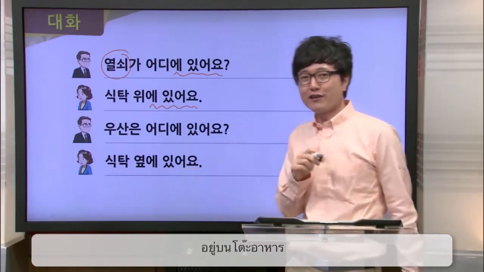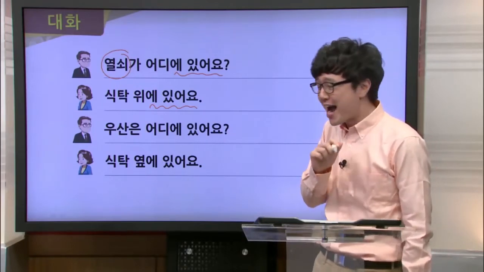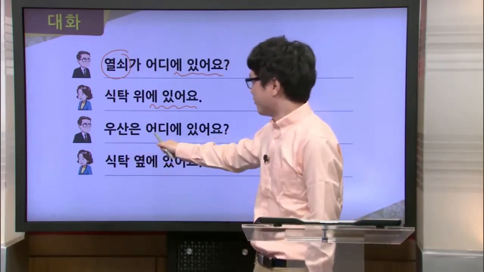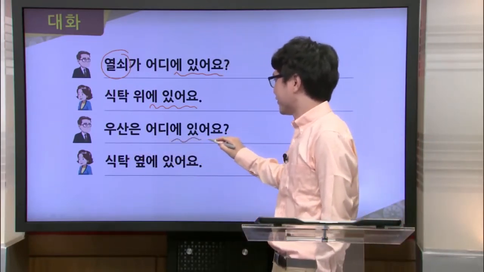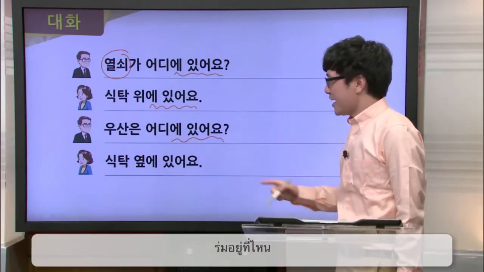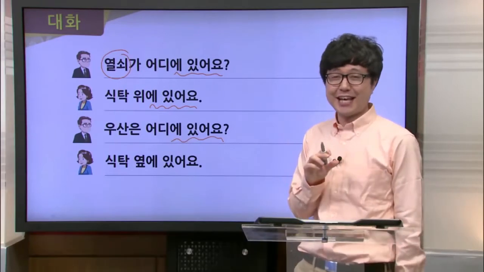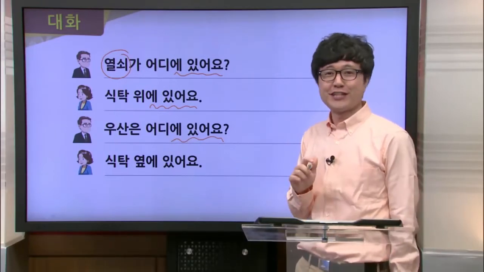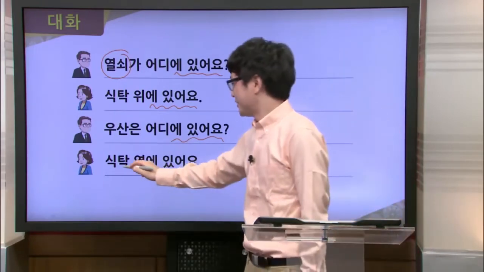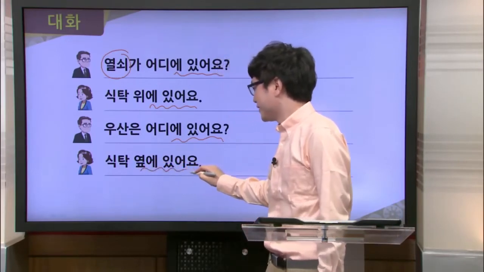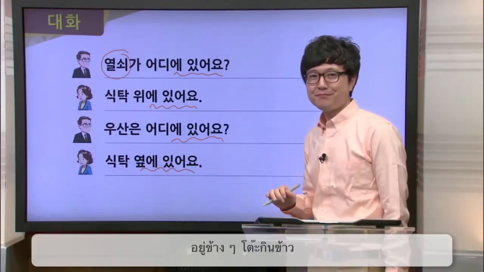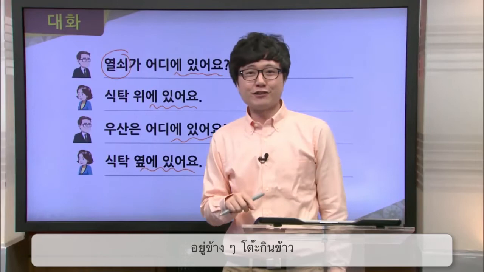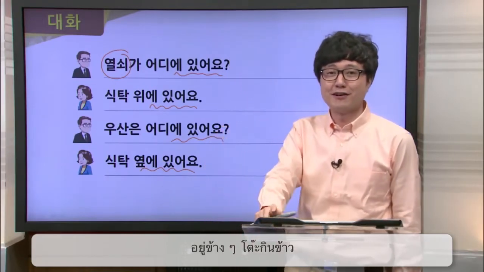And the father, what is he also looking for? He's also looking for the umbrella. So he asks, 우산은 어디에 있어요? And the mother responds by saying that it is next to the table. So she would say that it is 식탁 옆에 있어요. Good. Now let's take a closer look at the grammar from this dialogue.